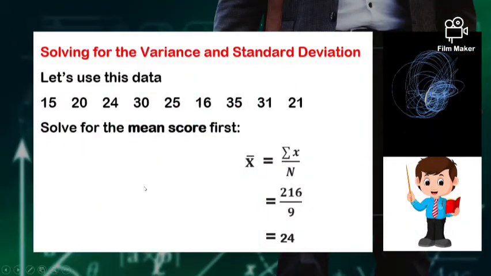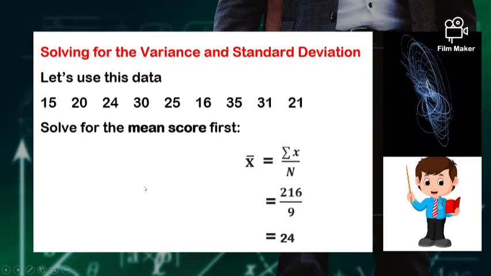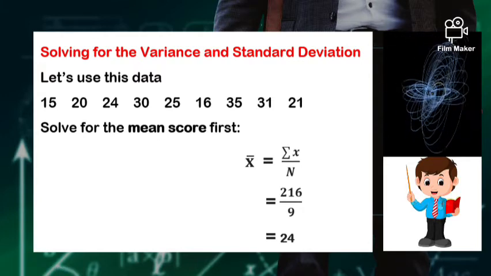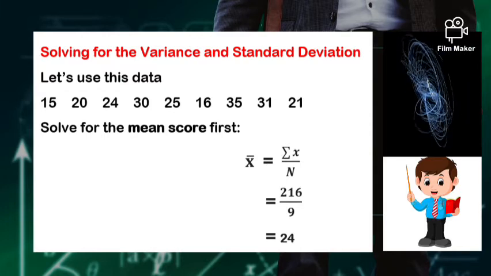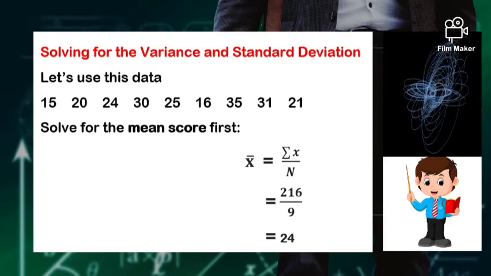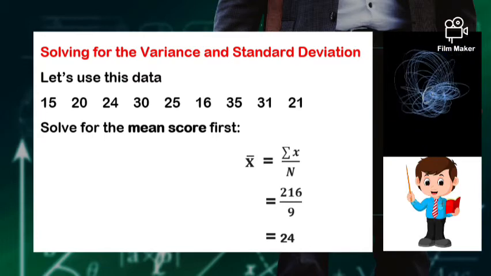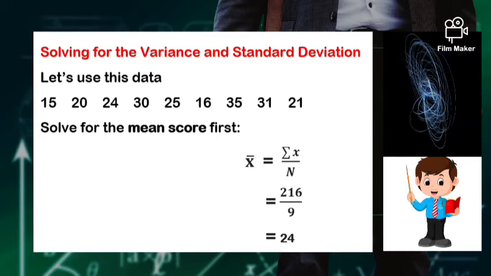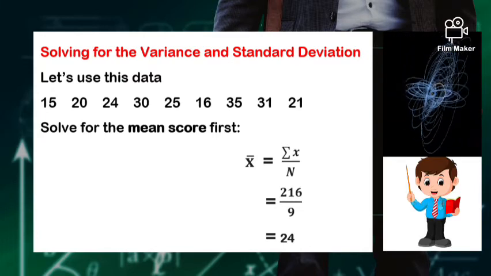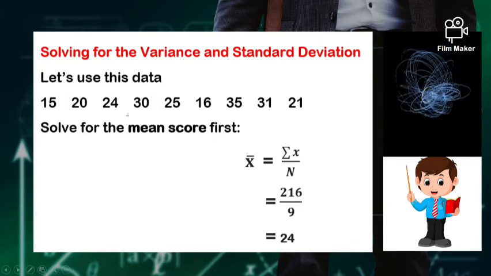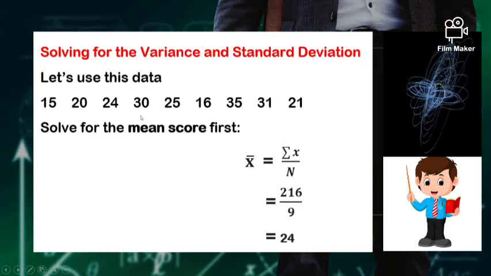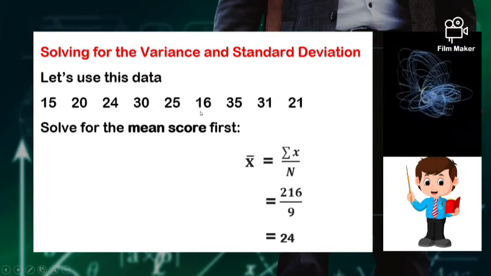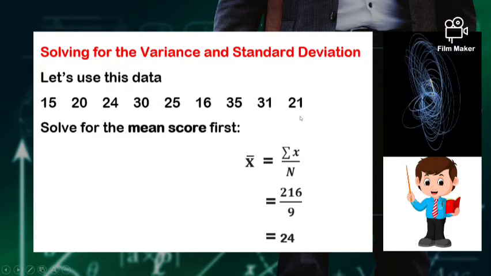Okay, solving for the variance and standard deviation this time. So that's the second and the third measure under the measures of variability. Remember we're solving ungrouped data, so it's very easy. Now let's use this data here. We have the following scores: 15, 20, 24, 30, 25, 16, 35, 31, and 21.